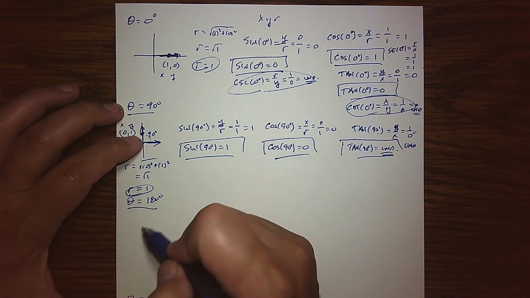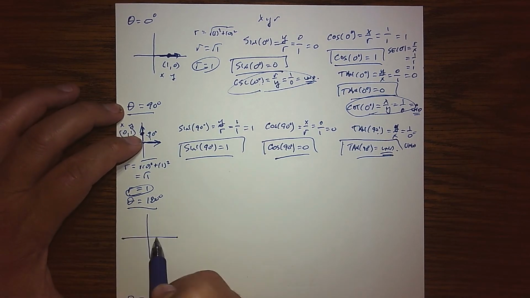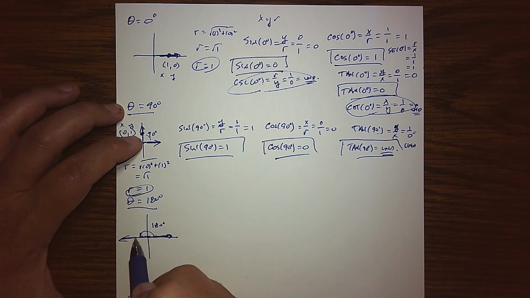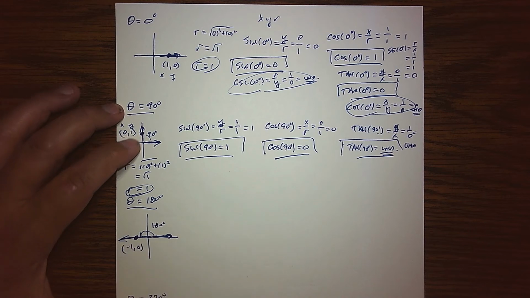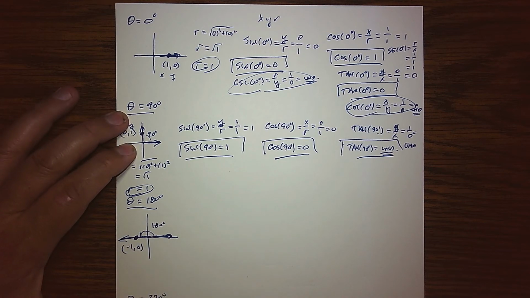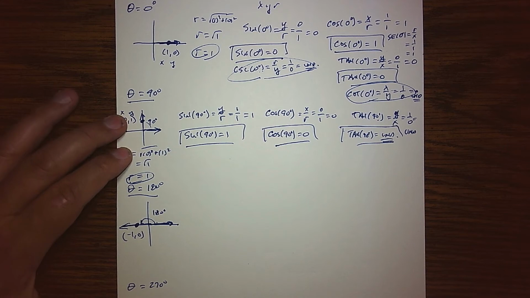180 degrees, again, picture-wise, we're looking at an initial side along the x-axis. We're going to go through a half rotation, and we're somewhere along the negative x-axis. So what ordered pairs are over here? Again, there's many of them, but why don't we choose -1, 0 as our representative ordered pair. And so finding r, we're going to take our x and square it, and our y and square it. Again, we get the square root of 1, so r is 1 yet again.